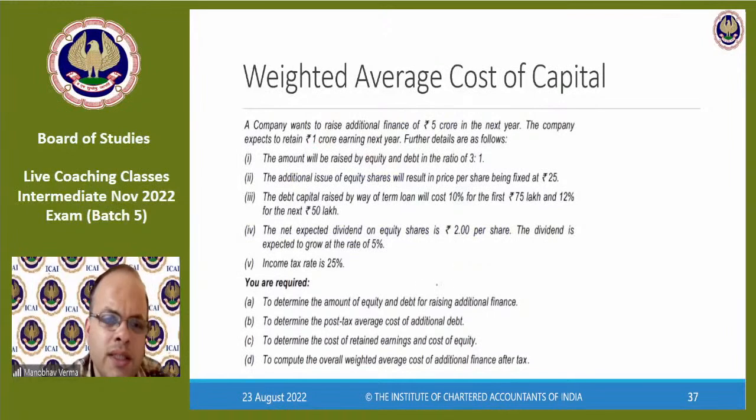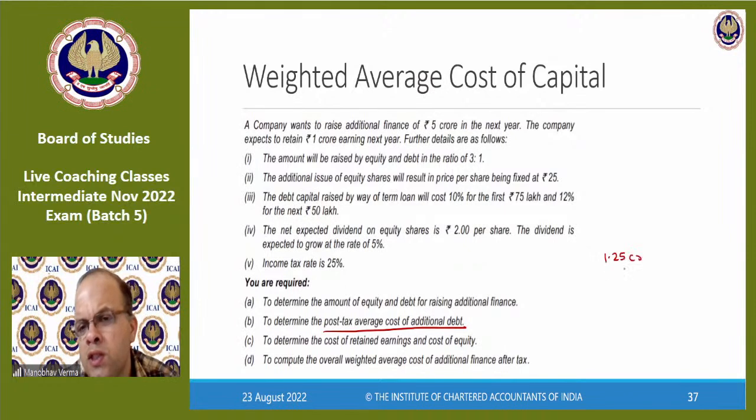Now the next question is: determine the post-tax average cost of additional debt. The word is additional debt. Now we have 2 types of debts, right? Can we say that we are talking about a kind of weighted average within the debt? Am I correct? And we have a tax rate also of 25%. So we have a debt of 1.25 crores. We have 75, we have 50.